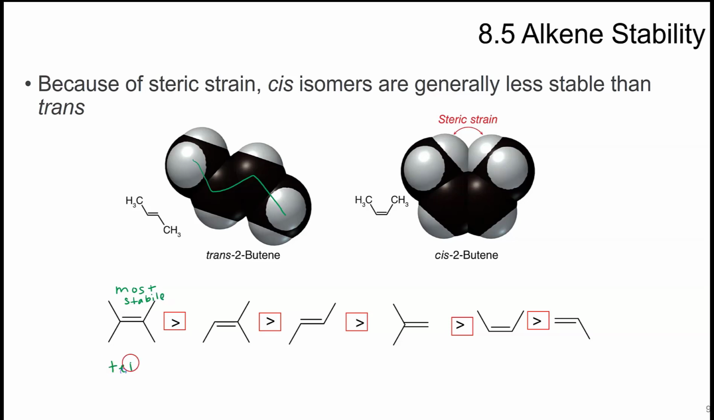This is a tetrasubstituted. That means there's 4 substituents coming off of the double bond. The next stable is a 3 or tri-substituted. Then we have di-substituted in the trans. And we have di-substituted in the geminal. So this still has two groups coming off of it, but they're both on the same carbon. And then we have the di-substituted cis, and then mono-substituted. This one is least stable.